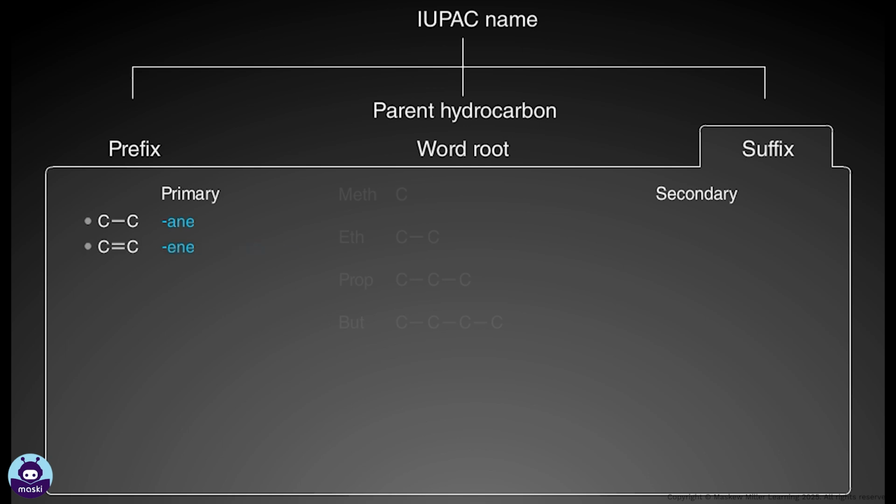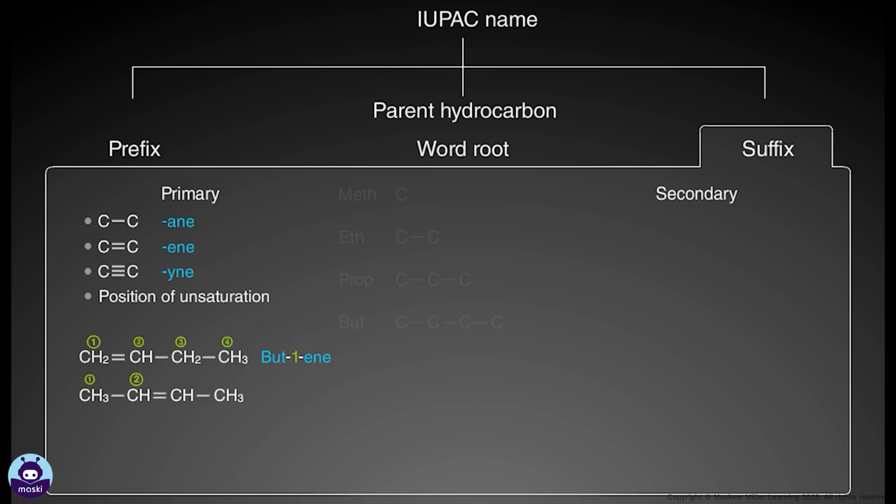For example, ethene. If it has a carbon-carbon triple bond, the suffix -ine is used. For example, ethyne. If the carbon chain has more than 3 carbon atoms, then the position of the double bond or the triple bond is also mentioned along with the suffix. For example, but1-ene and but2-ene, or but1-ine and but2-ine.